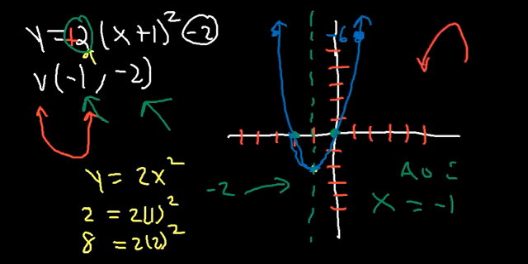When it opens downward, let's say if you have -x squared, then you have a maximum. Sometimes you may get word problems where they ask you what is the maximum value of this function. Just find the vertex and look for the y value. So that's it for quadratic equations.